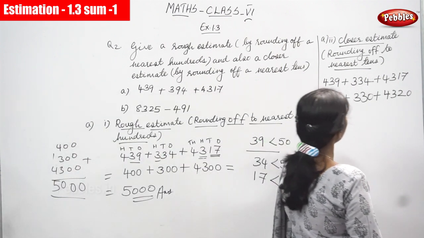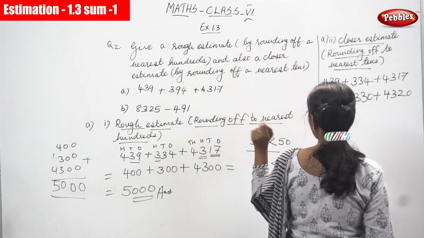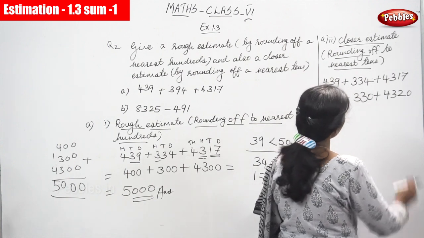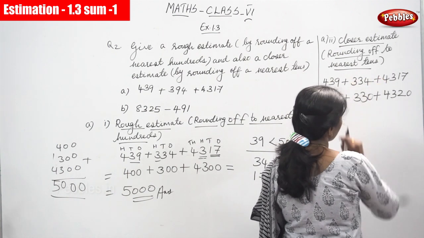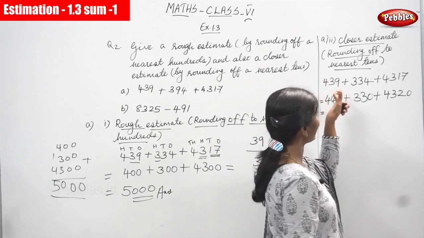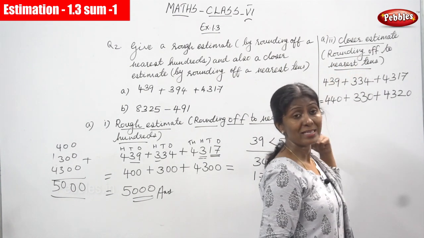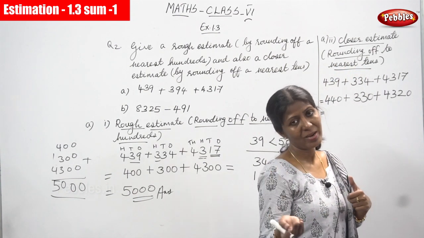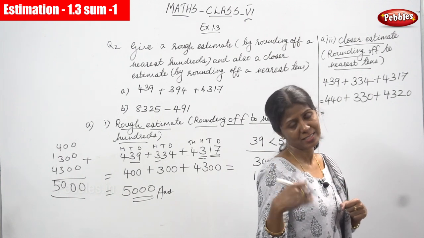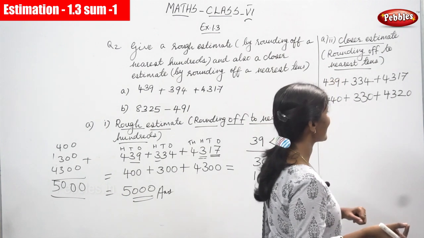Next is the same estimation, but it is a closer estimation. It's also rounding off, nearest to 10. First we have done nearest to 100, here we are going to do nearest to 10. This is the second subdivision. Our first one is the rough estimate, rounding off nearest to 100. Here is the closer estimate, rounding off to nearest to 10.